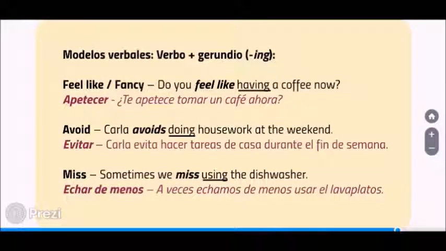Feel like, fancy. Do you feel like having a coffee now? Avoid. Carla avoids doing housework at the weekend. Miss. Sometimes we miss using the dishwasher.